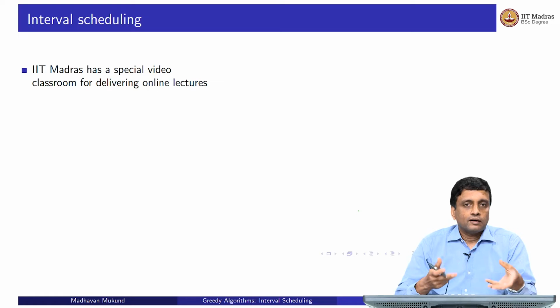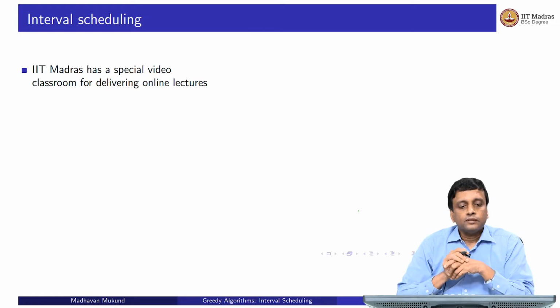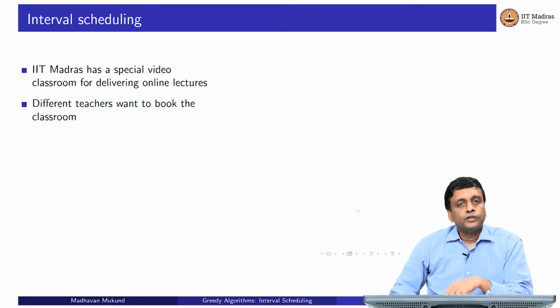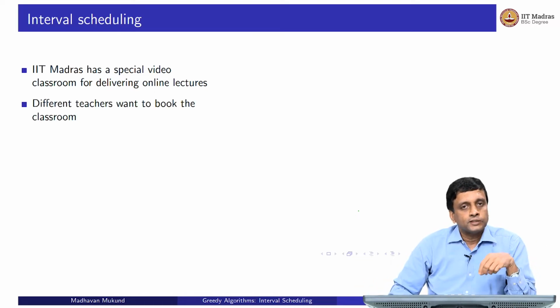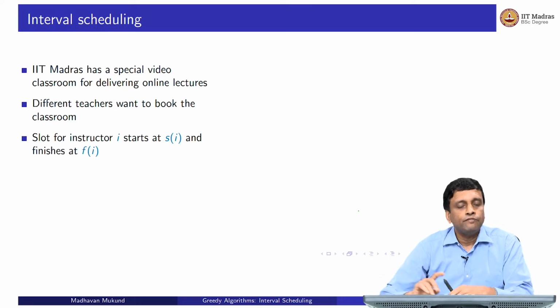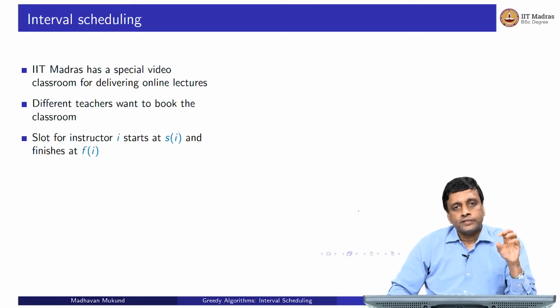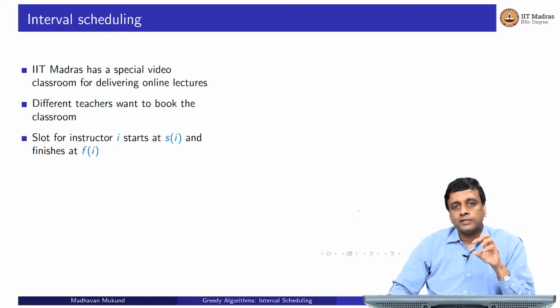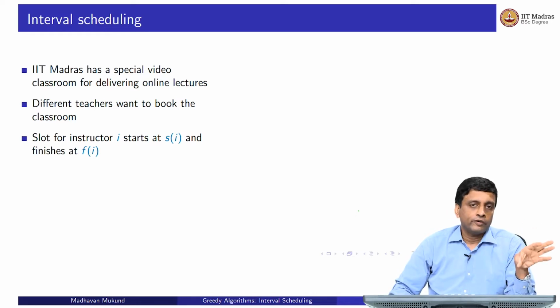Suppose, like I am sitting now, there is a special classroom in which one can record these lectures. A number of people want to do this. So different teachers need to use this classroom, but suppose there is only one. Each teacher has a particular time when they are ready and willing to record, so they have certain preferences or slots. Every instructor has a preference saying, I want to record from 2 o'clock to 5 o'clock on a Thursday afternoon. Another person will say, I want to record from 11 o'clock to 1 o'clock on a Friday morning.